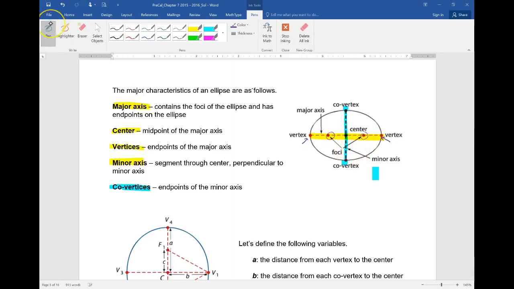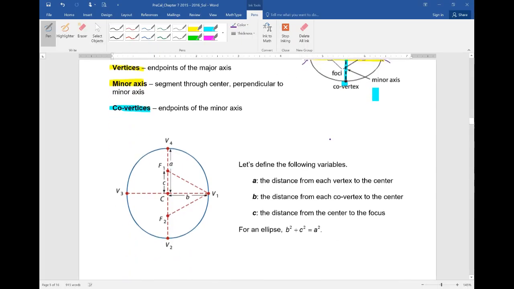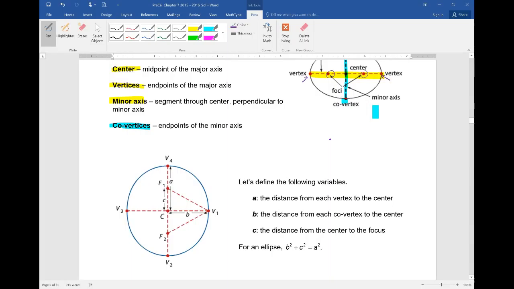But the most important thing you need to remember is that the vertices and the foci are both on the same line, okay? All right, now distances. Let's talk about distances. Here's the center, and everything is defined in reference to the center, okay? From the center to a vertex, if you measure that distance, it's A. So that's the letter A.